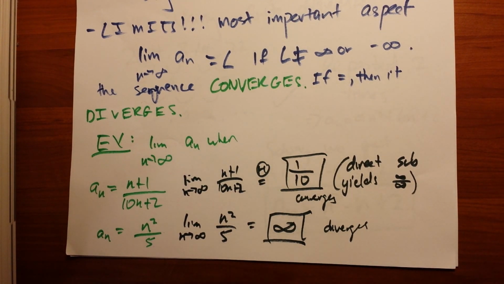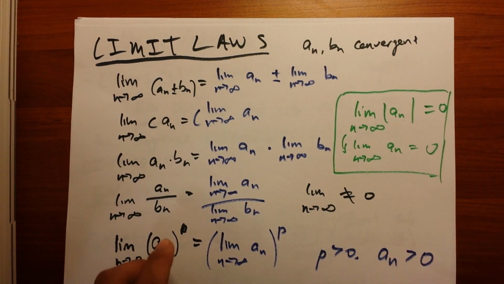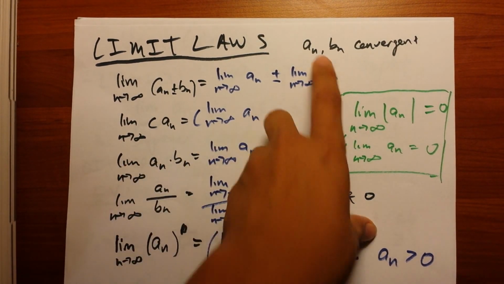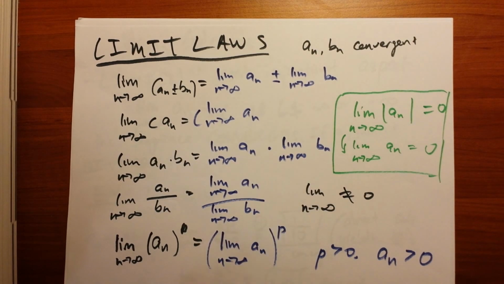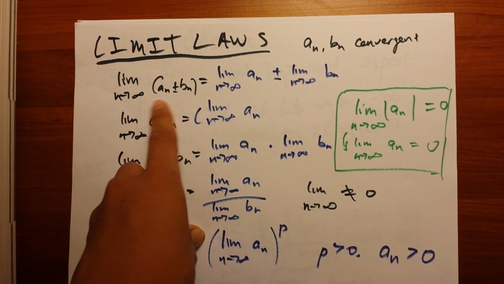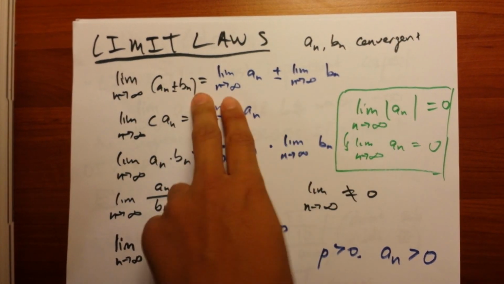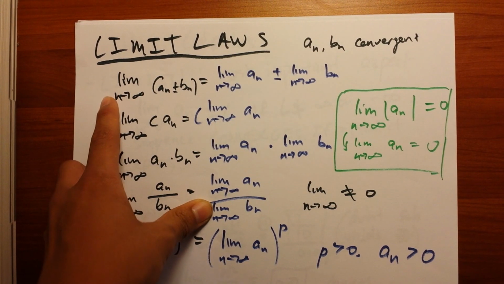Now because we can treat these as functions, we have a lot of limit laws. These limit laws assume that a_n and b_n are convergent sequences. The first law states that the limit of the sum or difference of the two is equal to the sum or difference of the limits separately, which we know to be true in regular functions.